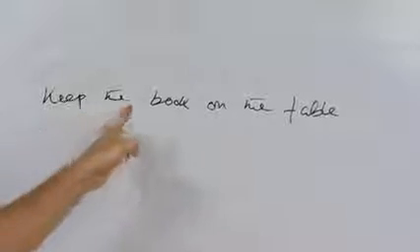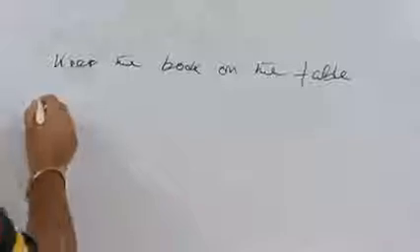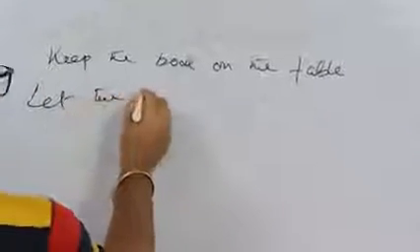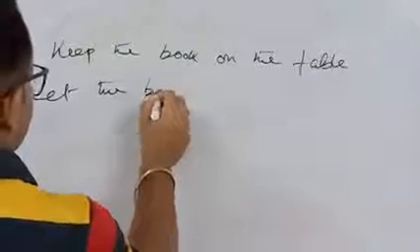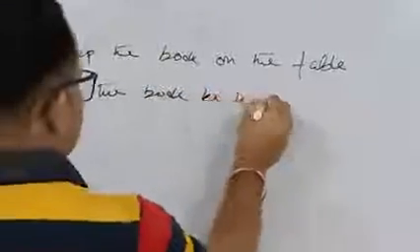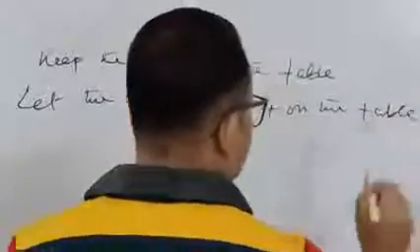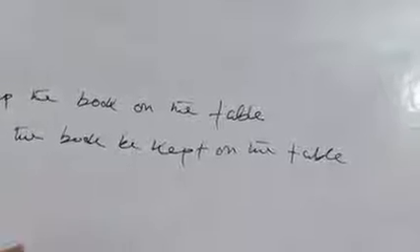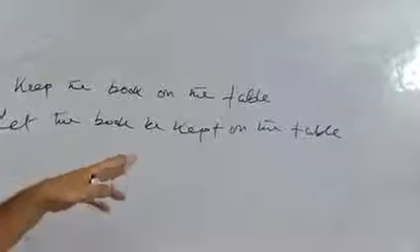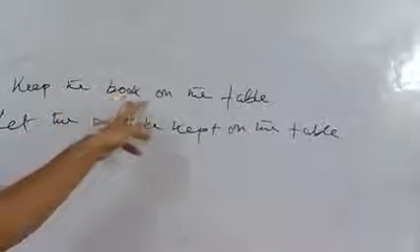So this sentence begins with a verb, that is keep the book on the table. You can find two objects here. So you can do it like this: let the book be kept on the table. Let the book be kept on the table. You can change this voice with the application of let. But if you take this sentence as an imperative sentence, you can change it like this also.